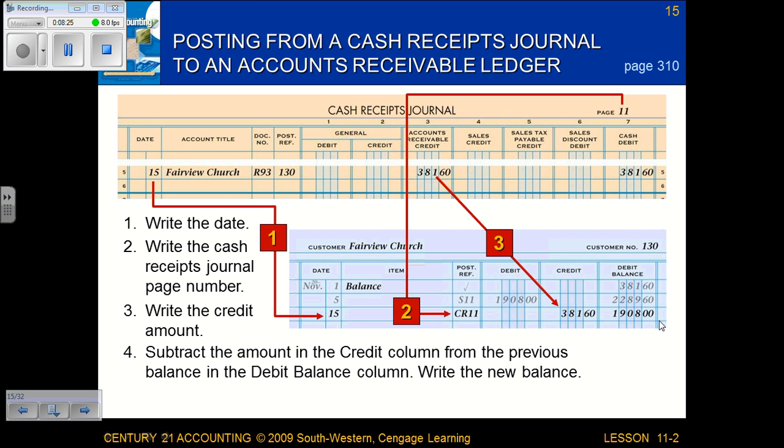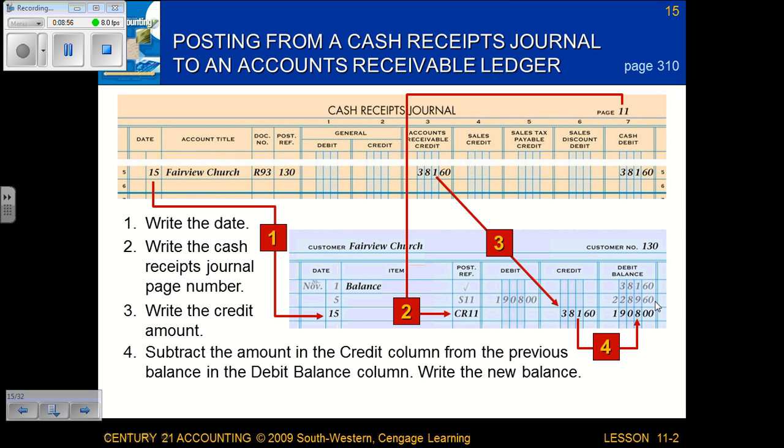Finally, we have to find our new balance. So how much money does Fairview Church owe us? We had a debit of $381.60, or sorry, we had a debit of $2,289.60. Now we have a credit of $381.60. So a debit and a credit are opposite, so we're going to subtract. It gives them a remaining balance of $1,908.